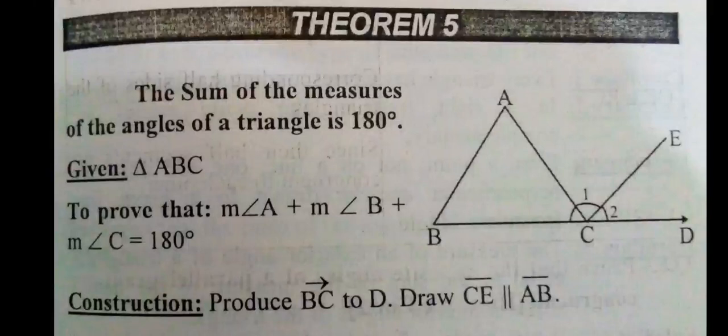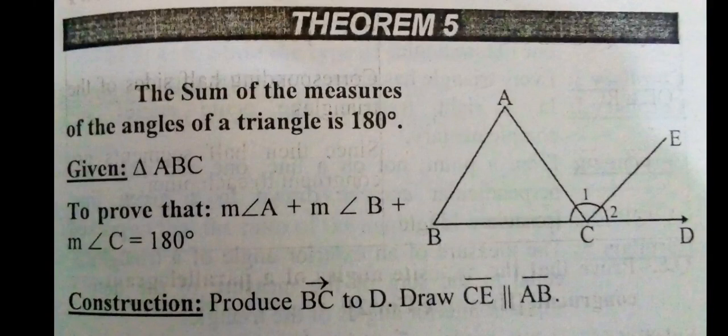As we know, in the examination we just get a 1 or 2 line statement as a question. We have to draw all the figures and all the headings by ourselves. So the statement over here is: the sum of the measures of the angles of a triangle is 180 degrees.